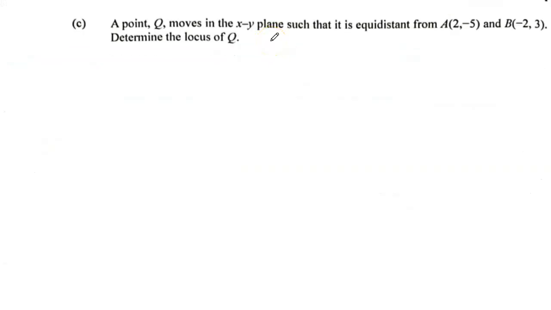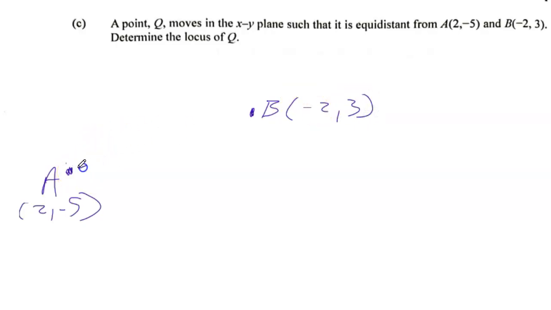Part C, a point Q moves in the xy plane such that it is equidistant from A and B. Equidistant from A and B means a perpendicular bisector, and we're asked to find the locus of Q. Let's do a little sketch. You have a point A, which is (2, -5), and you have another point B, which is (-2, 3).